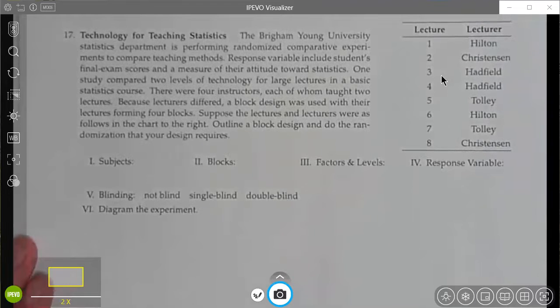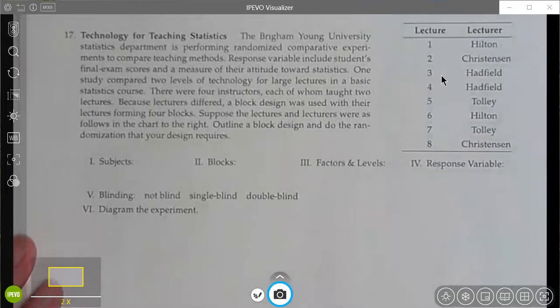There were 4 instructors, each of whom taught 2 lectures. Because lecturers differed, a block design was used with their lectures, forming 4 blocks. Suppose the lectures and lecturers were as follows in the chart to the right. Outline a block design and do the randomization that your design requires.